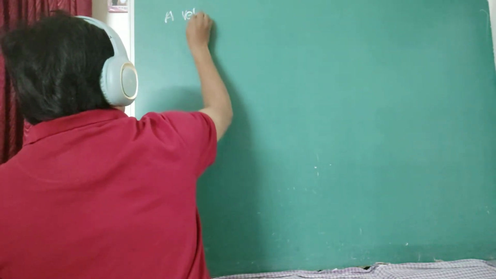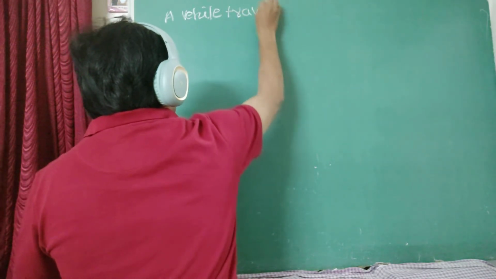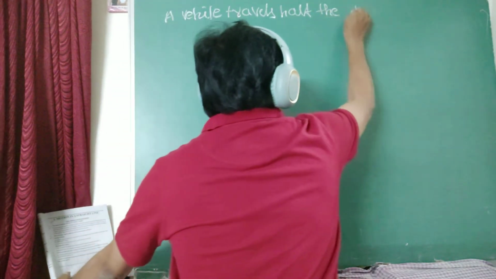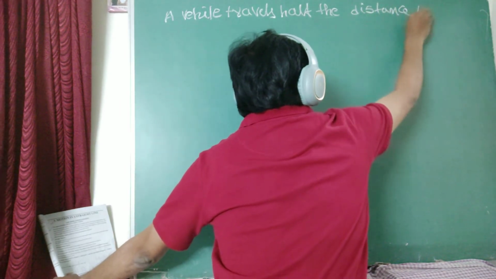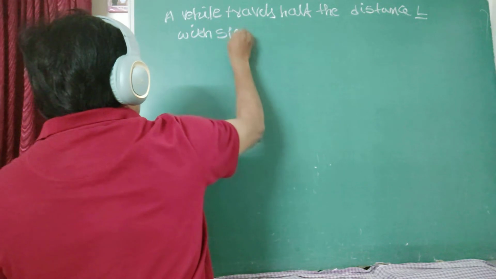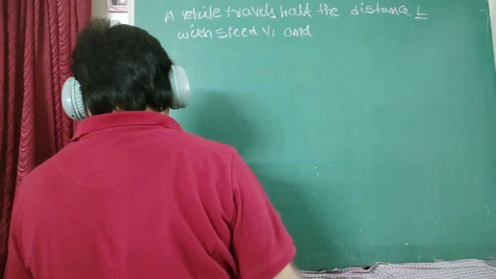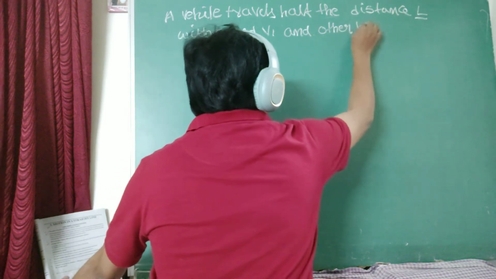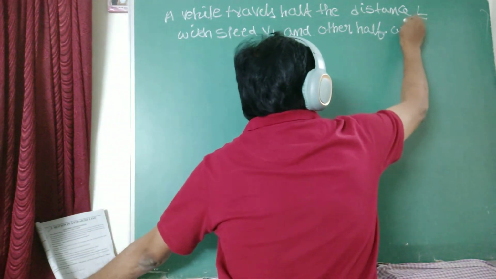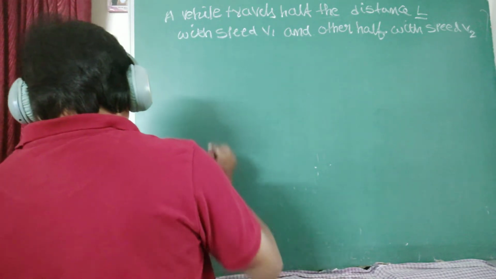A vehicle, note the question, a vehicle travels of the distance L with speed v1, and the other of the distance L with speed v2. What is the average speed?